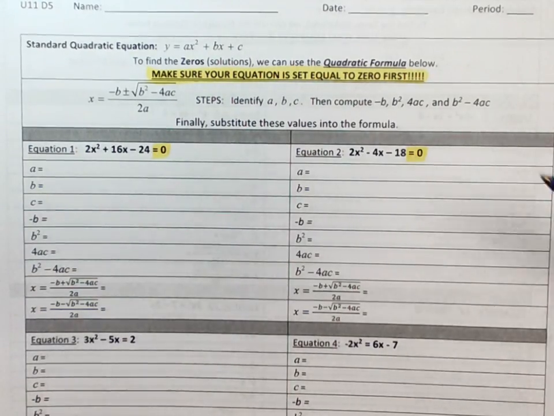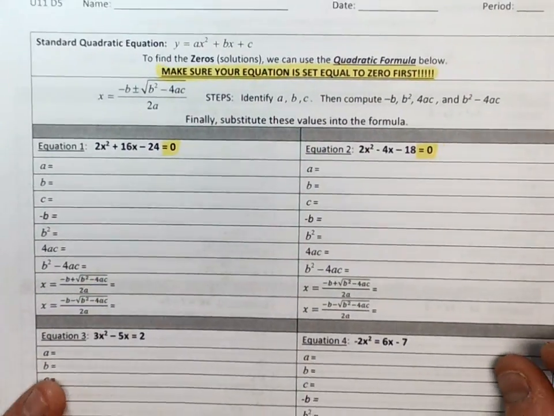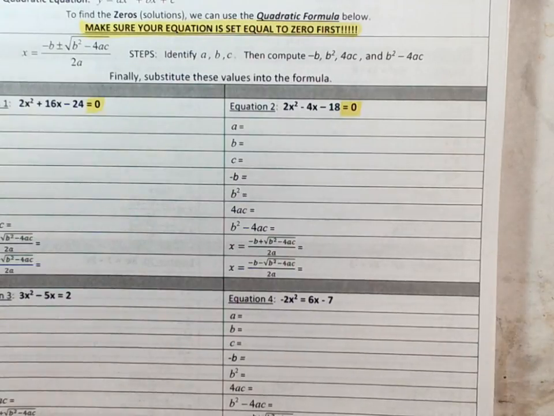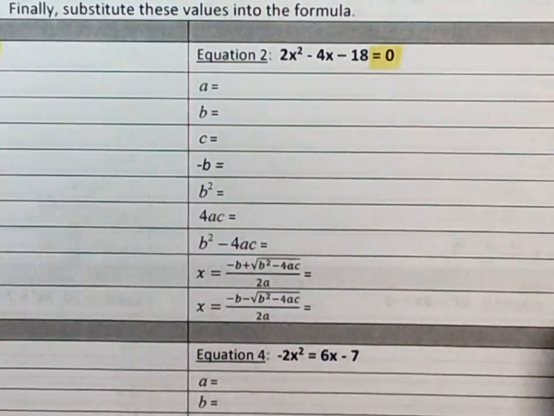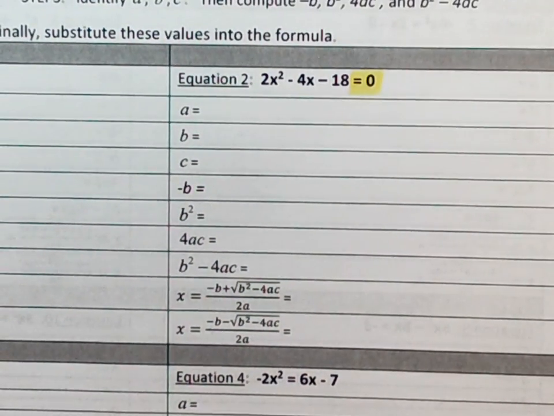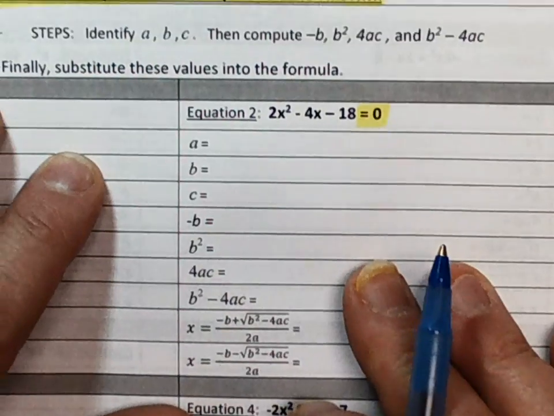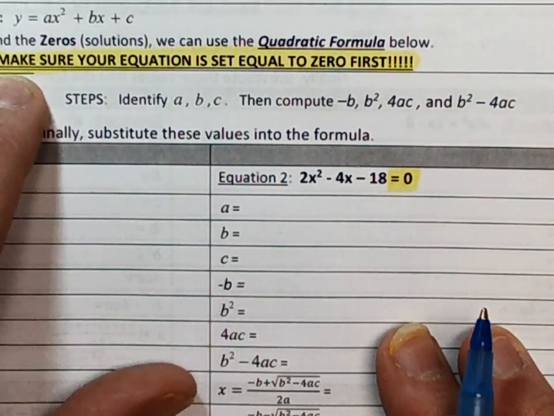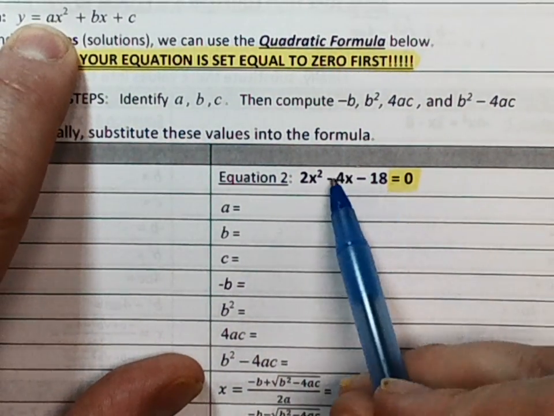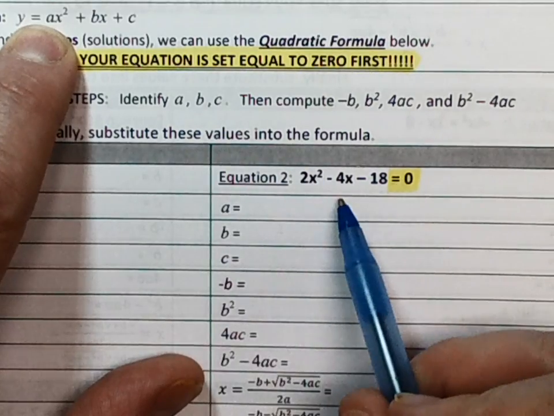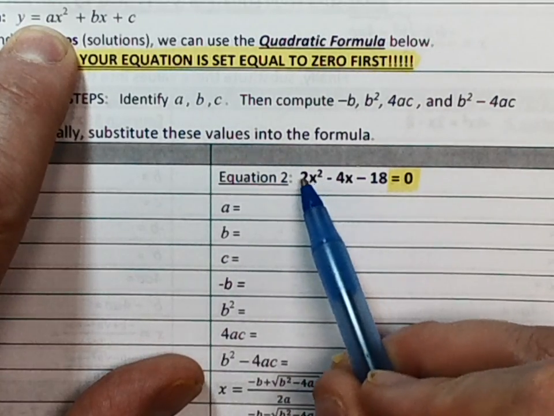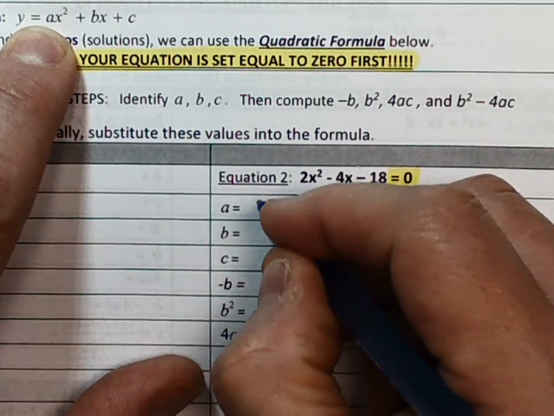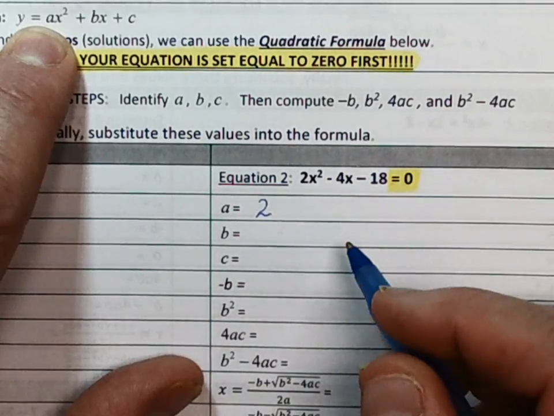Let's do problem number 2. Let me go ahead and make this a little bit bigger so it looks good. If you remember, the number in front of x squared is considered a. So what is the number in front of the x squared? It's a 2. So write down a 2 for a.